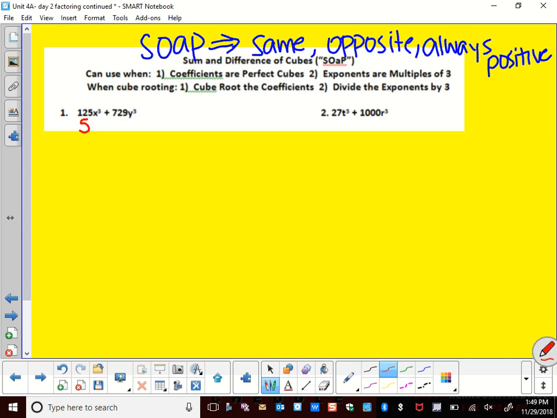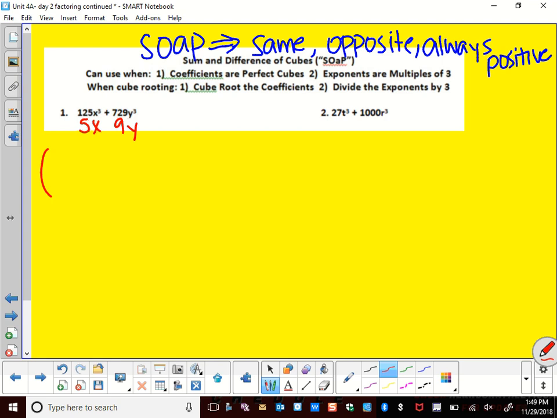5. Yeah, 5. What's the cube root of x cubed? X. It's x. What's the cube root of 729? So to find your cube root in your calculator, you're going to go to math 4 and then type in these answers. You should get 9, and cube root of y cubed is just y. You have to go to math 4.